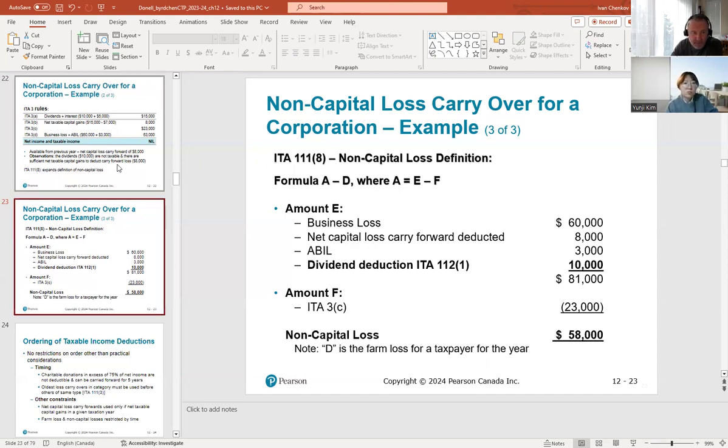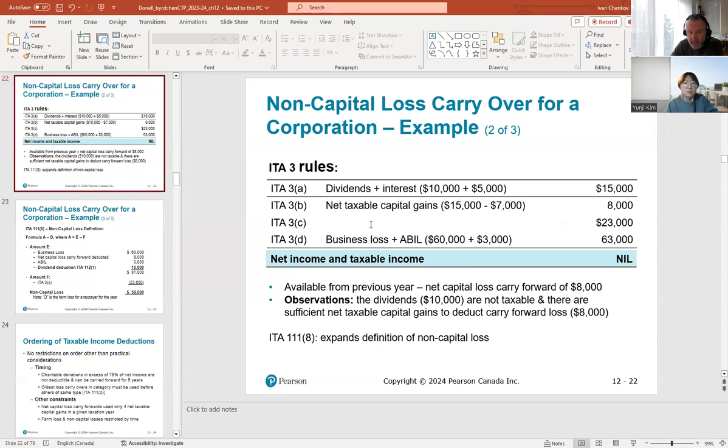Because here we have 8,000 net capital, taxable capital gain 8,000. But we have a carry forward loss, right? That will be 0. So for that reason, we have sufficient net taxable gain to deduct the carry forward loss of 8,000.